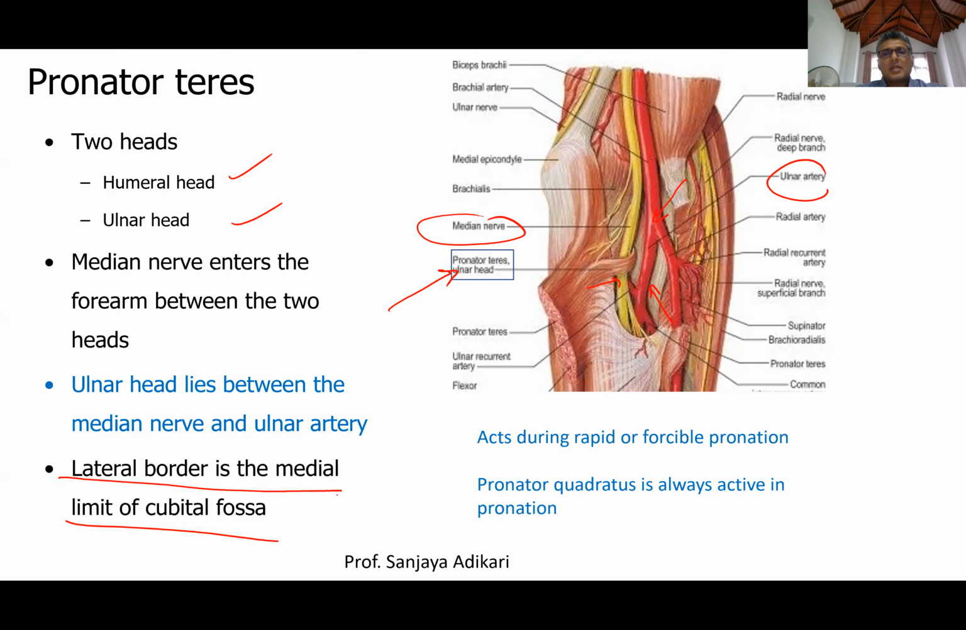About pronator teres, it's important: it is stronger than pronator quadratus, and it acts during rapid or forcible pronation, whereas the pronator quadratus is active throughout in all sorts of pronations.